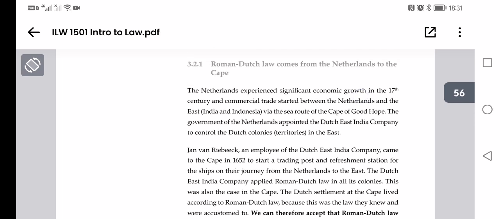Roman Dutch law comes from the Netherlands to the Cape. The Netherlands experienced significant economic growth in the 17th century, and commercial trade started between the Netherlands and the East Indies and Indonesia via the sea route of the Cape of Good Hope. The government of the Netherlands appointed the Dutch East India Company to control the Dutch colonies' territories in the east.